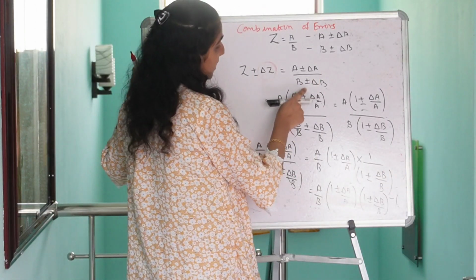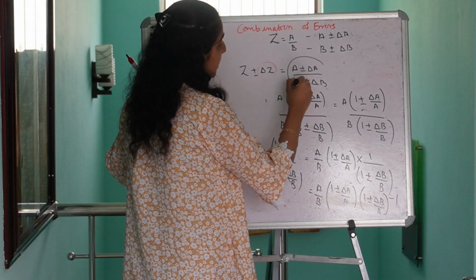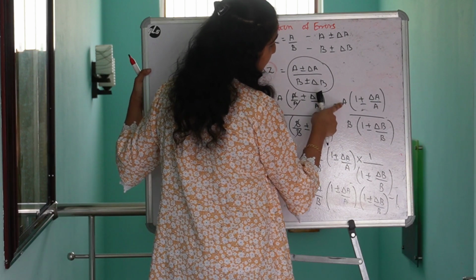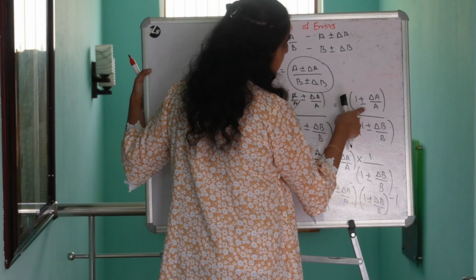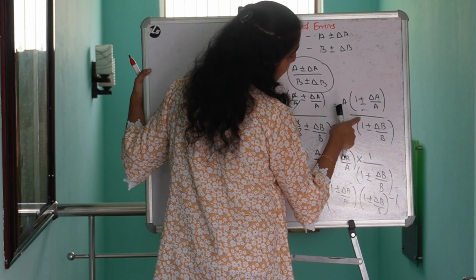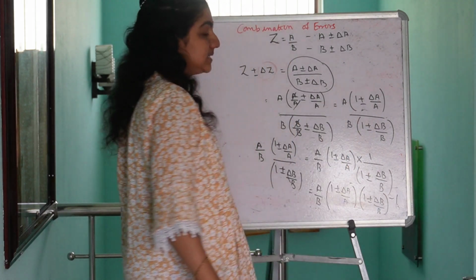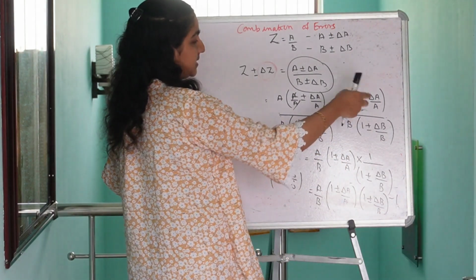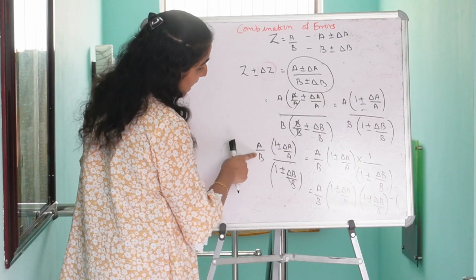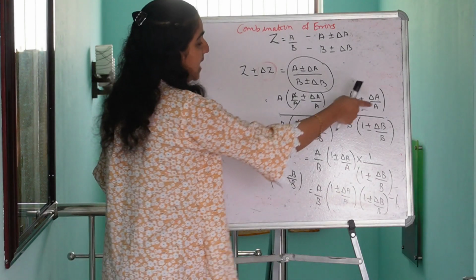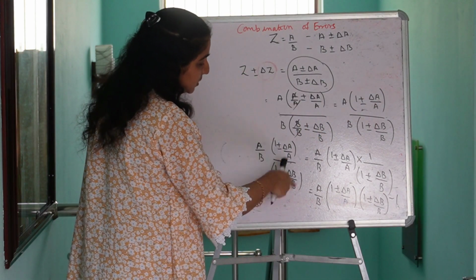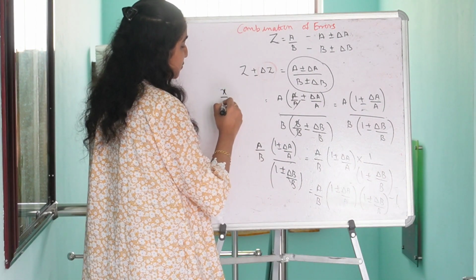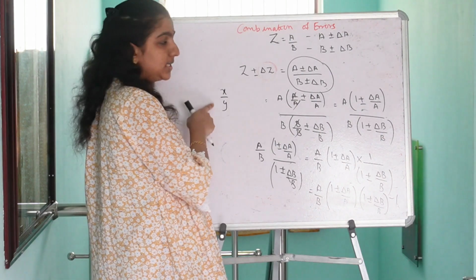And I got the value, or this particular equation now becomes A divided by B into 1 plus or minus del A by A divided by 1 plus or minus del B by B. Is it clear? I simply rearranged these terms. I wrote A and B together as A by B, and the other two terms together. Is it clear? Now, these two terms are in x by y form.